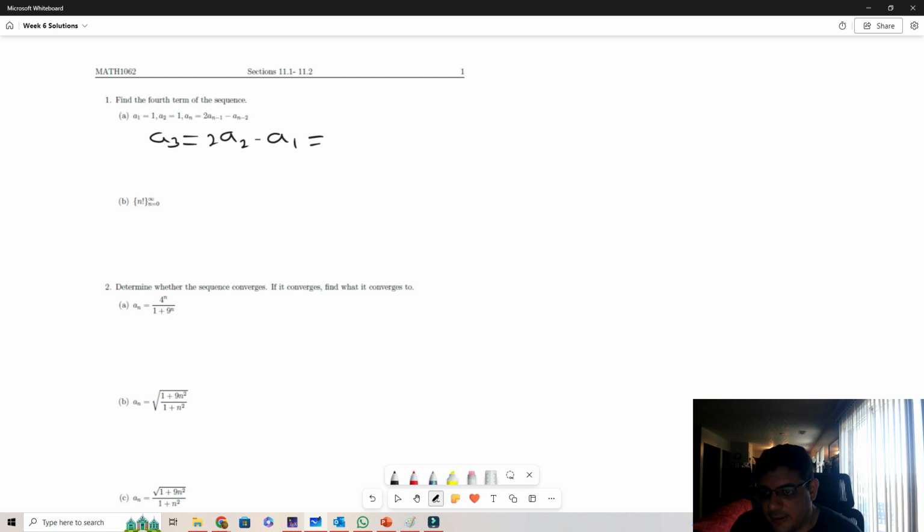Now because I have that a2 is 1 and a1 is 1, this is just 2 times 1 minus 1, and this is 1. Now for a4, I'm going to get a similar situation. Then I get 2a3 minus a2, and then again, because a3 is 1, this is 2 times 1 minus 1, and that is 1 again. So this is the fourth term for this sequence. In general, because the difference is 2 and I seem to be getting always 1, it seems like I'm going to be getting 1 all the time.